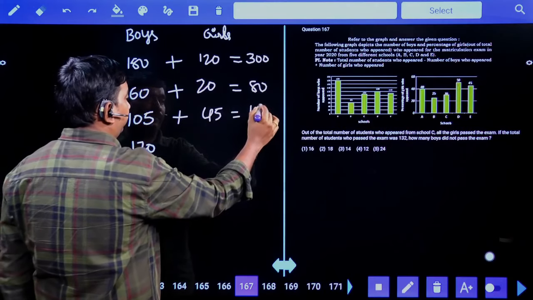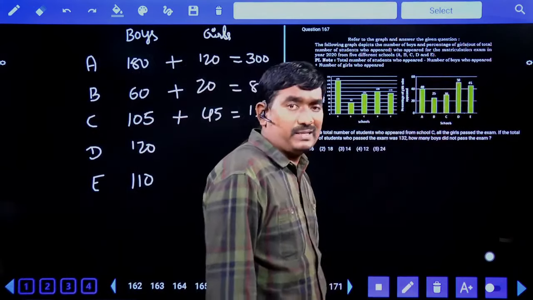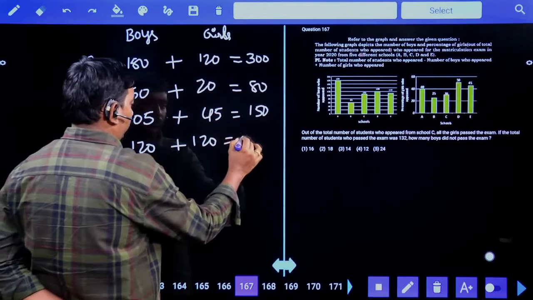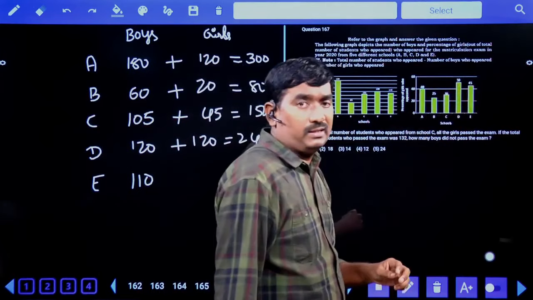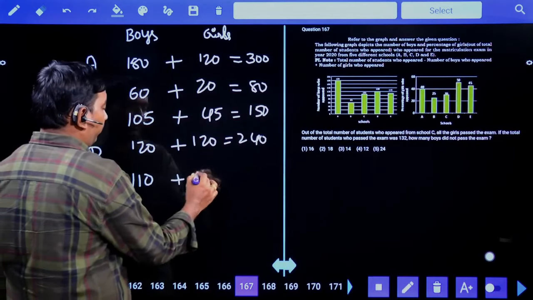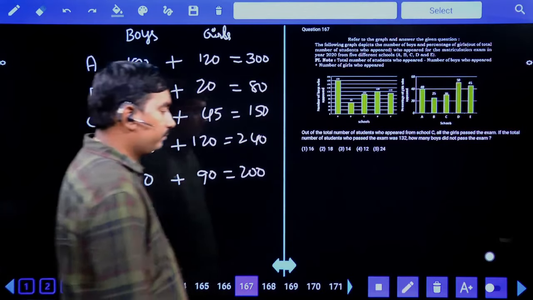Total 150. Next, school D: 120 boys, 50% are girls. Girls are 50% means boys also 50%. Total 240. School E: 45% are girls means boys are 55%. 55% value is 110, then 45% value is 90, total 200. This is the diagram, simple.